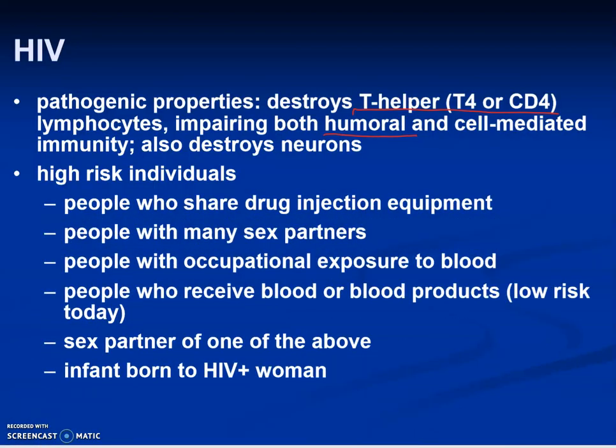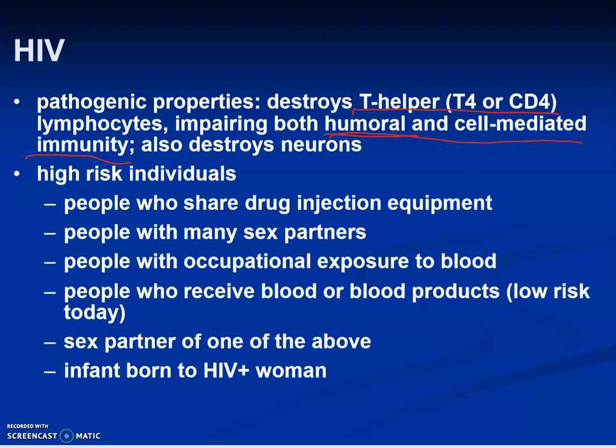Now let's take a look at the pathogenic properties of HIV. The big problem is that it destroys helper T cells, and helper T cells are necessary to activate other parts of your immune system. If you destroy the helper T cells, then your immune functions will not be activated. And that means you're impairing both humoral and cell-mediated immune functions. That means you're not making antibodies anymore, and you're not calling out cytotoxic T cells and other T cells.